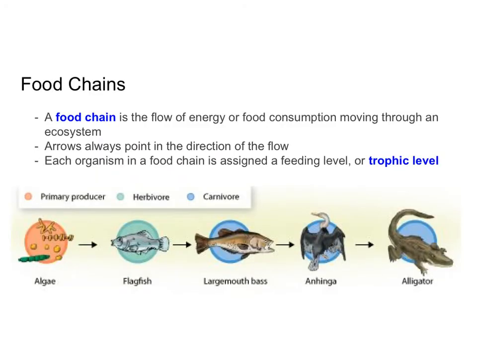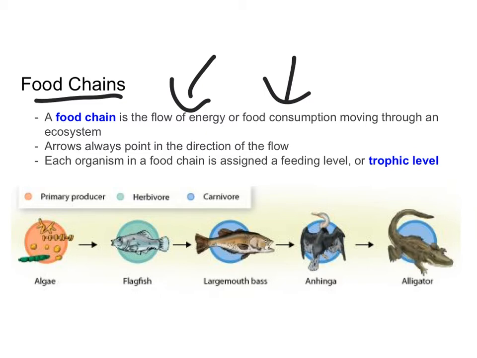Okay, so now let's talk a little bit about energy transfer. So obviously energy is transferred through an ecosystem as one animal eats another animal or plant, right? So if we link all these predation relationships together, we get what's called a food chain. So a food chain shows the flow of energy or food consumption that's moving through an ecosystem.